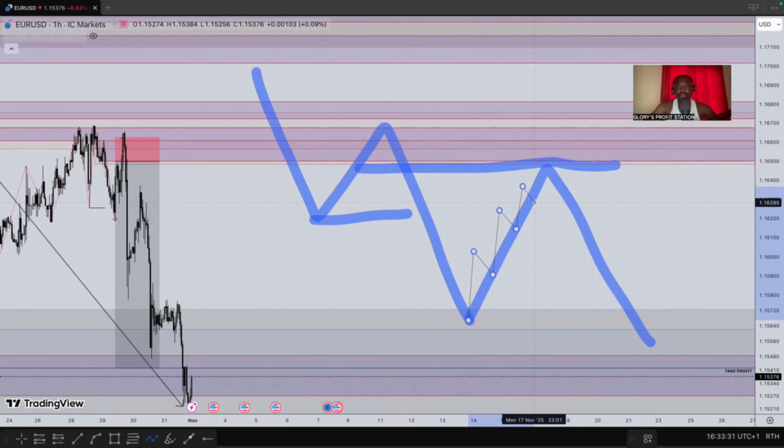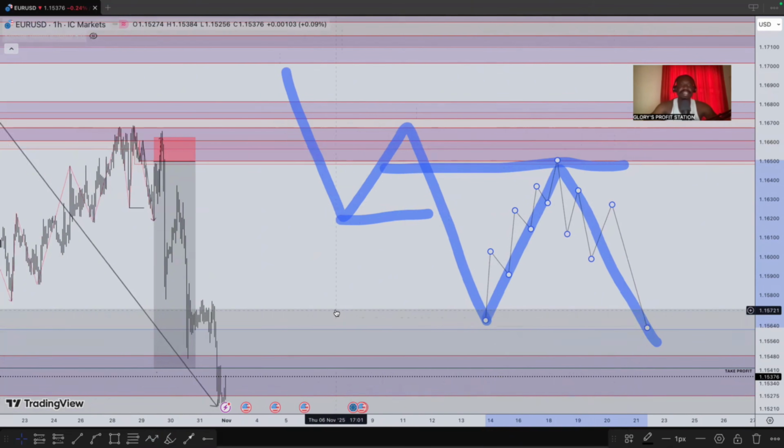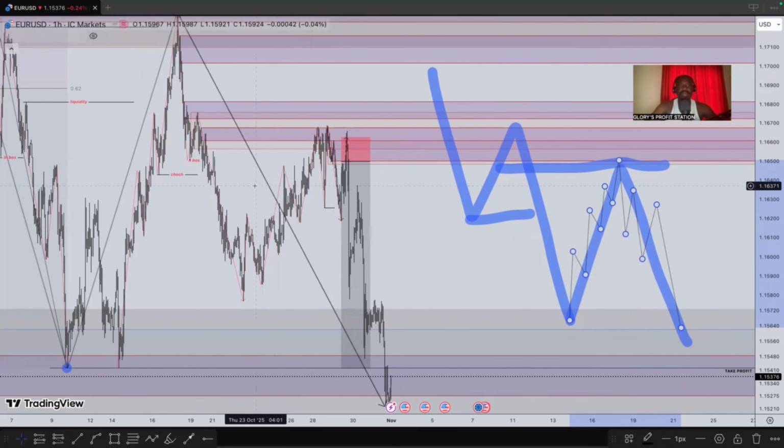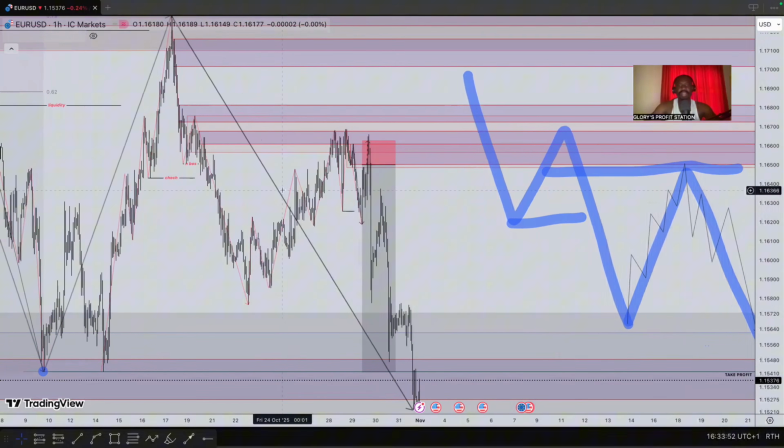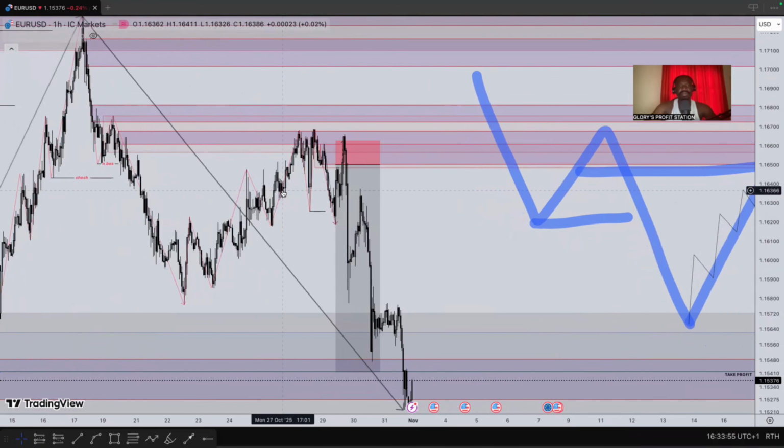Okay. And when the internal market structure approaches the desired level, we wait for the internal market structure to change character, better when it gives us a confirmatory break of structure to the downside. And this is our trade to the final take profit around here. And that's exactly what's happened here, guys. There's no better way to explain this.